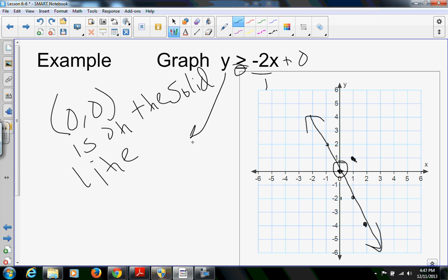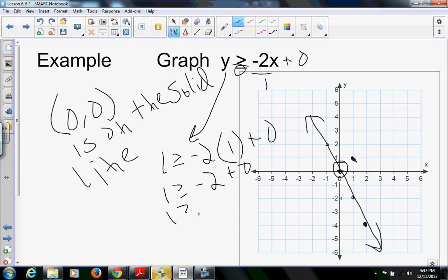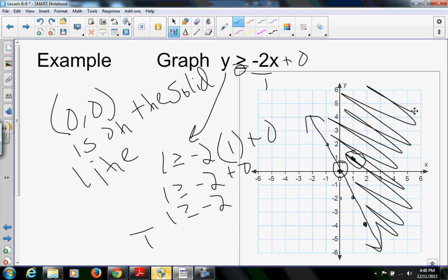So I'm going to transfer this work down here. 1 is greater than or equal to negative 2 times 1 plus 0, or 1 is greater than or equal to negative 2 plus 0, or 1 is greater than or equal to negative 2. Is that true or false? Well, obviously this is true, so I shade the side that has 1, 1. So I'm shading this side of the line. All right, that's how you graph linear inequalities, guys.